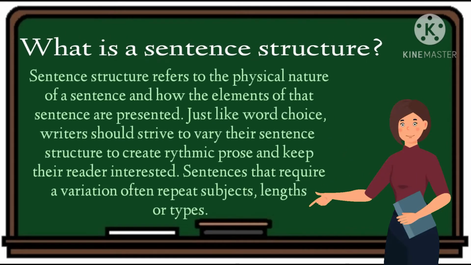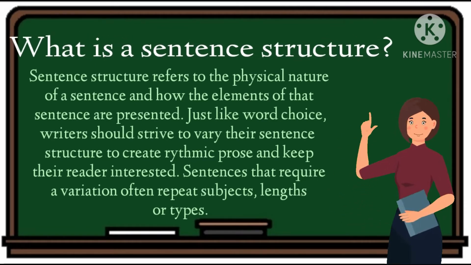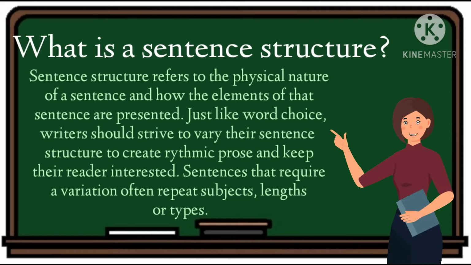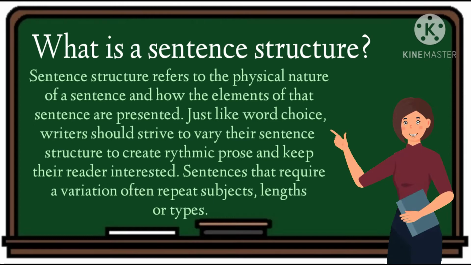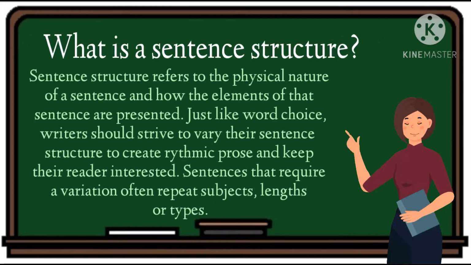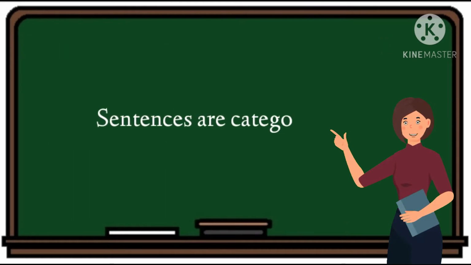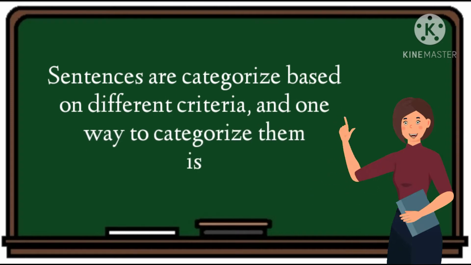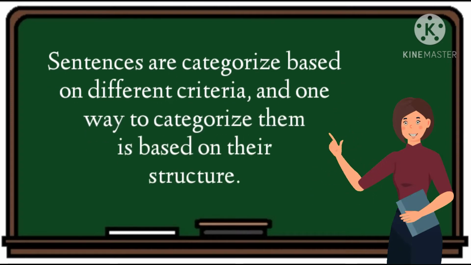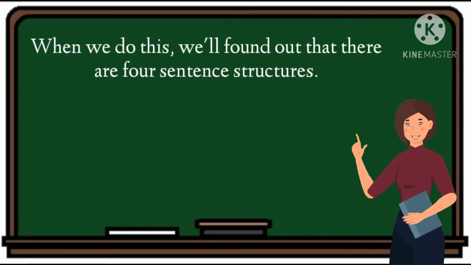Just like word choice, writers should strive to vary their sentence structure to create rhythmic prose and keep the reader interested. Sentences that require a variation often repeat subjects, lengths, or types. Sentences are categorized based on different criteria, and one way to categorize them is based on their structure. When we do this, we'll find out that there are 4 sentence structures.